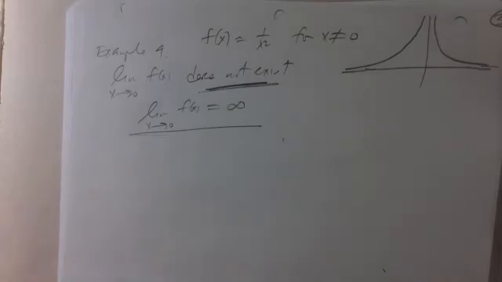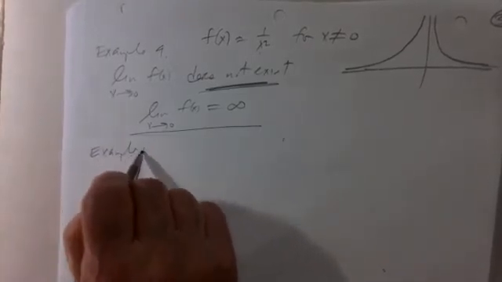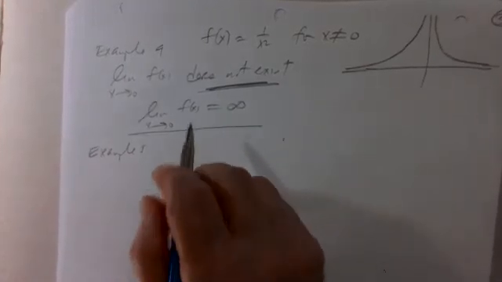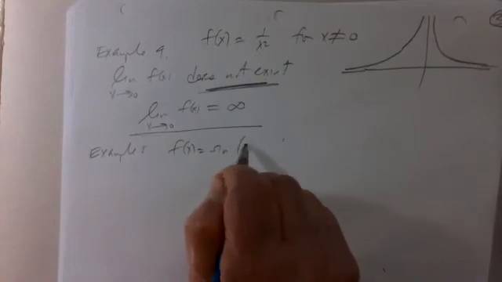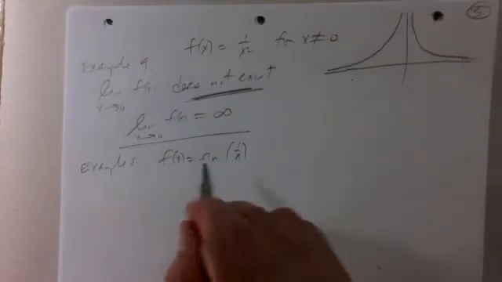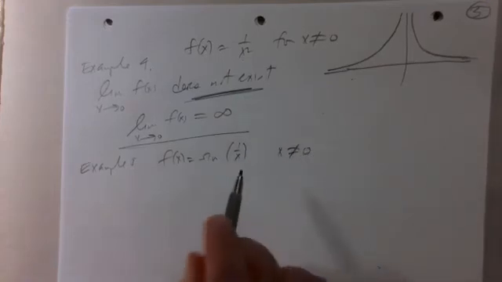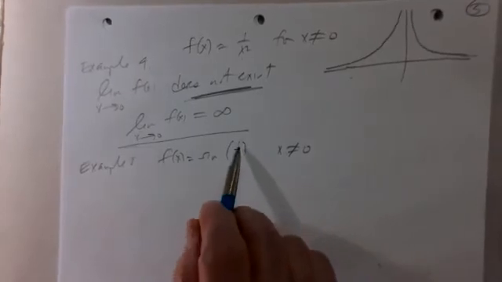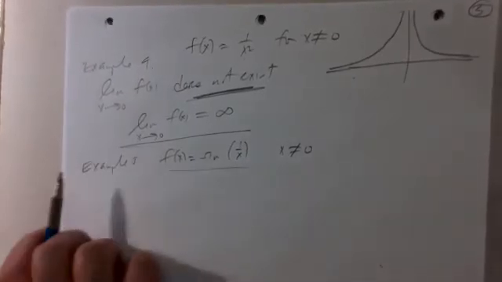Example 4 has to be followed by example 5. Here we have the function f of x equals the sine of 1 over x. Again, the domain of this function, where it is defined, is only for x different from 0. If x were equal to 0, this wouldn't be defined. What does the graph of this function look like?